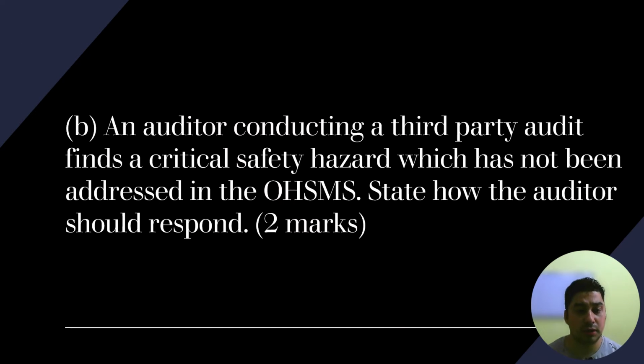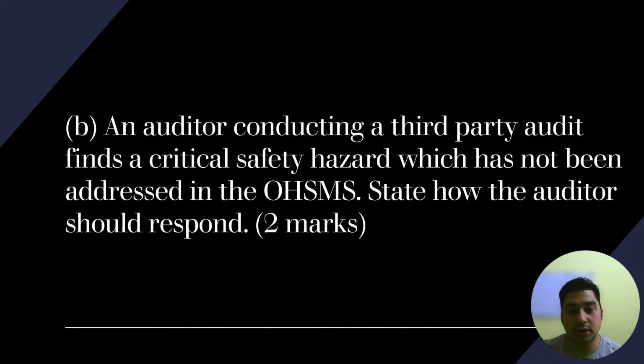Now question number B. That was a question for 3 marks; this one is for 2 marks. An auditor conducting a third-party audit finds a critical safety hazard which hasn't been addressed in the occupational health and safety management system. State how the auditor should respond.